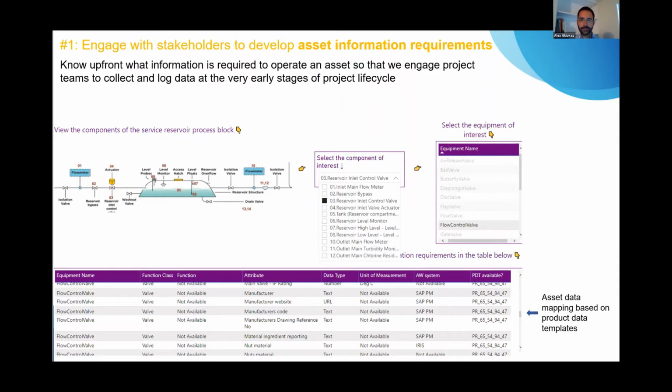For instance, here you can see the service reservoir process block, which has the main body in the middle, the inflow arrangement, and the outflow arrangement. We have identified all the components which serve functions, and then for those components, the applicable equipment which serves that function.